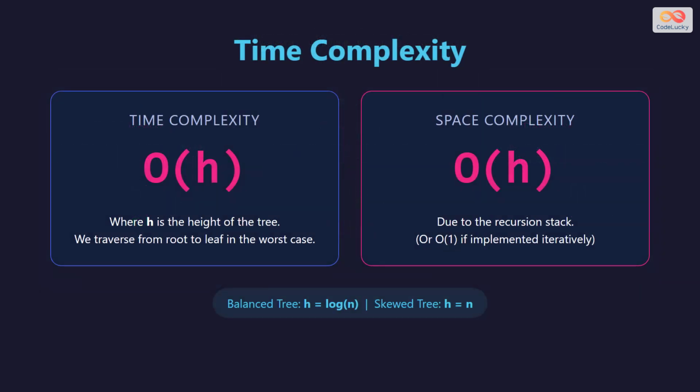The time complexity for deletion depends on the height of the tree, denoted as h in the worst case. We might travel from the root to the deepest leaf. In a balanced tree, this is logarithmic, or O(log n). In a skewed tree, it becomes linear, or O(n).